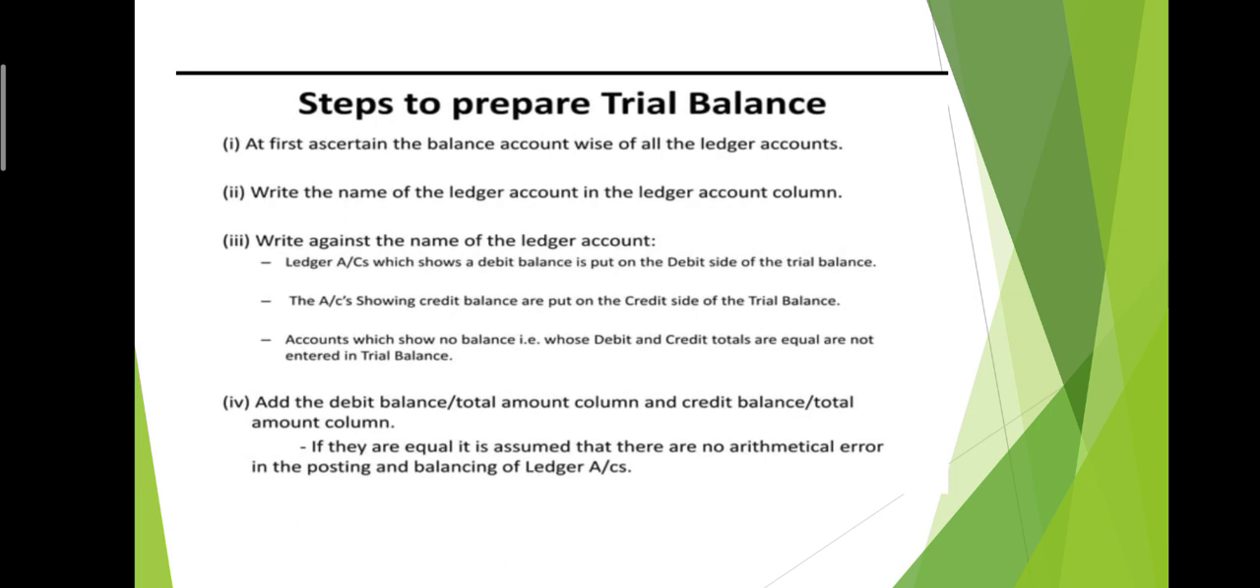Accounts which show no balance, that is, where debit and credit totals are equal, are not entered in the trial balance. Lastly, add the debit balance column and the credit balance column. If they are equal, it is assumed that there is no arithmetical error in the posting and the balancing of the ledger accounts.